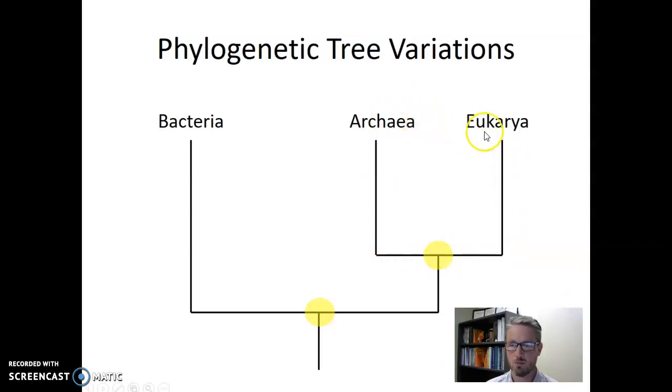Archaea is 1 branch point away from eukarya. Archaea is 2 branch points away from bacteria. So again, it's the exact same relationships we saw in the previous tree.